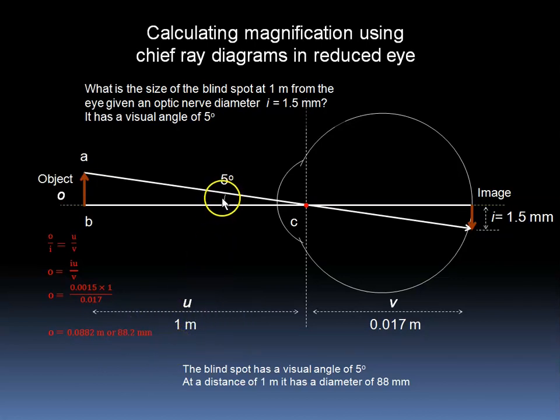Note that the blind spot will have a visual angle of 5, but the actual size of it gets bigger the further away one goes from the eye. In other words, visual field defects have a cone-like spreading out pattern and not a tubular, tunnel-like shape as one goes away from the eye.